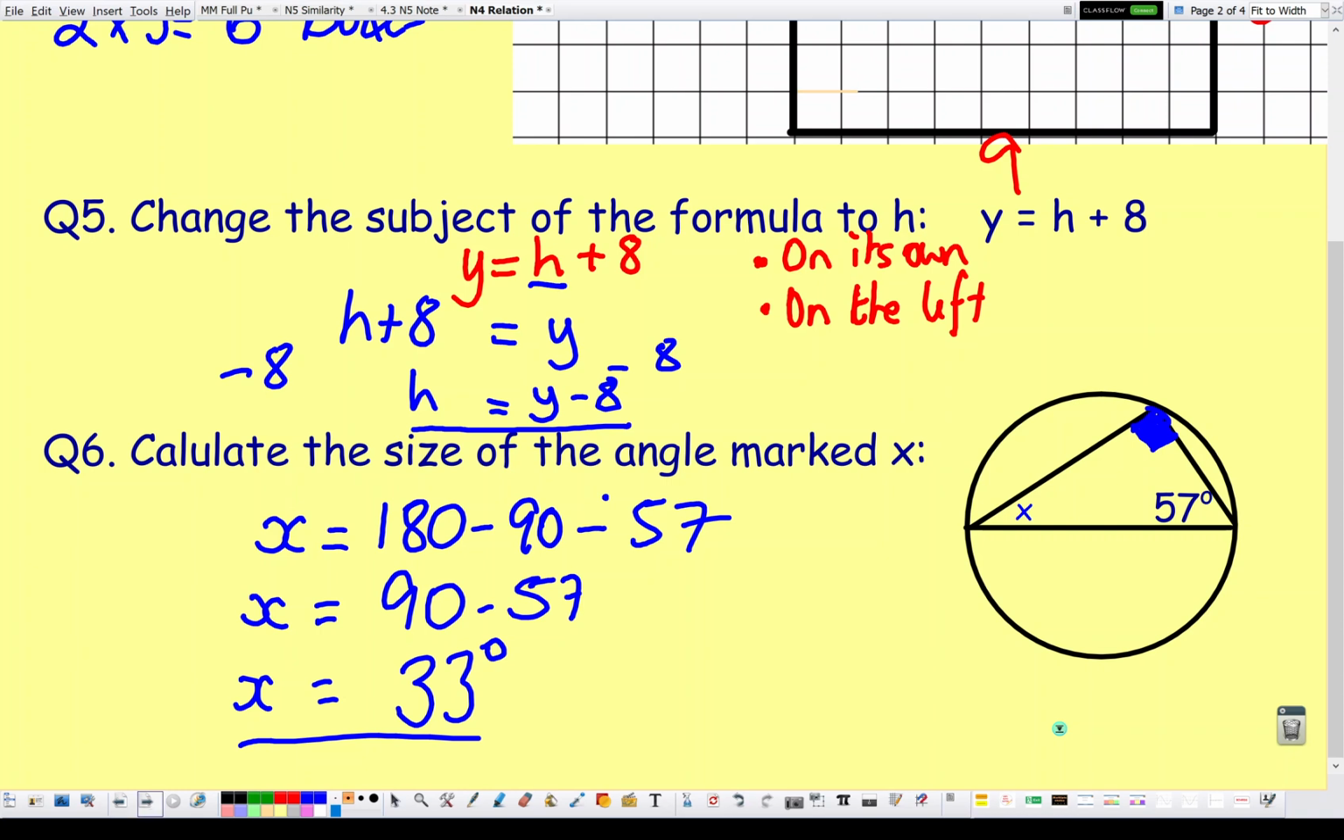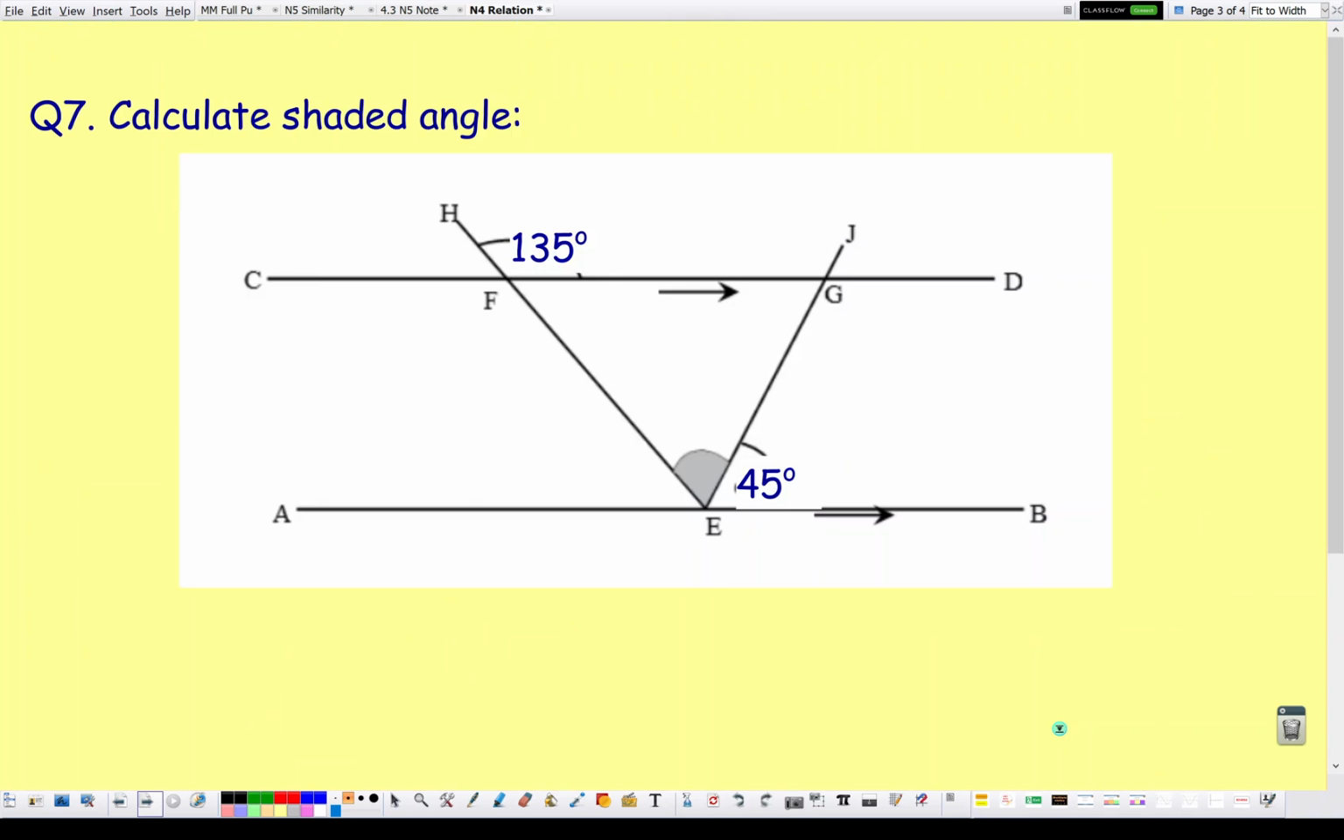Thanks, Molly. Okay, next one is one of these angle ones where we've got a whole load of different angles going on. Parallel lines, triangles, opposite angles, supplementary angles. And we need to just try and work our way towards our shaded angle here and figure out what that is.